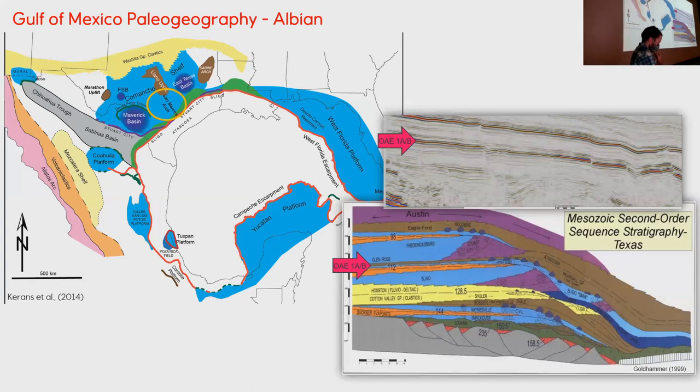But the thing is that certainly Bob Goldhammer, who put this diagram together, thought that those black shales were deposited as a response to composite sea level rise, right? So you would have periods in the geologic past where you would have several sea level drivers operating in concert to make sea level rise. This is certainly in the geologic past, we see these things.